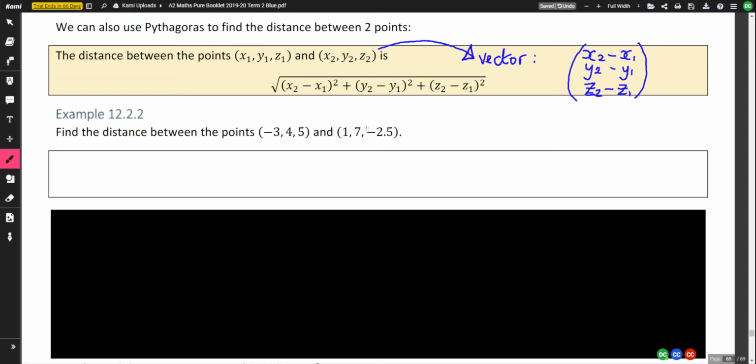So in this example, we've got these 2 points here. We're going to find the distance between them. So I'm going to start by finding a vector between them. So looking at the x values, or the i components if you like, we've got 1 minus minus 3, which is 4. And the second part, the y coordinates, or the j components, 7 take away 4, which is 3. And the one at the end, minus 2.5 take away 5, so minus 7.5.